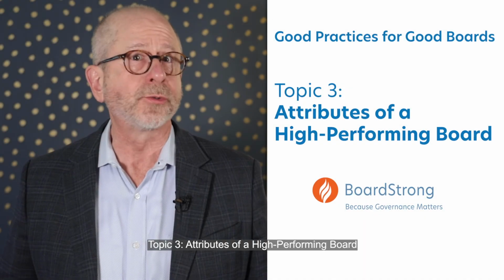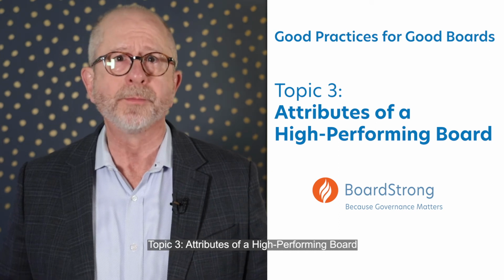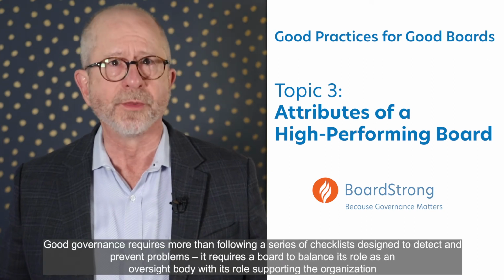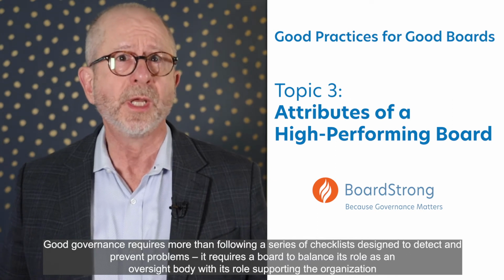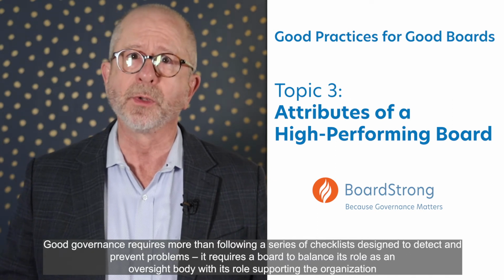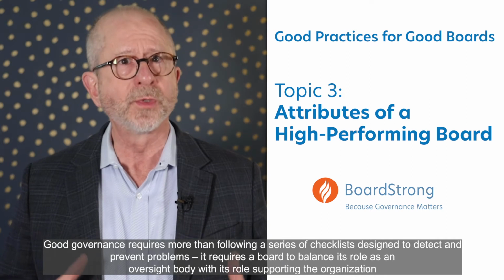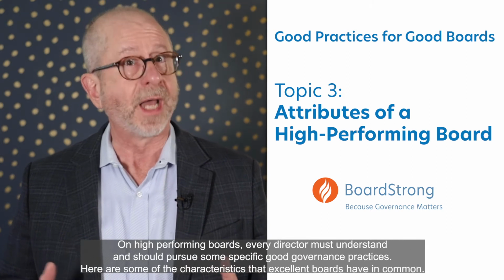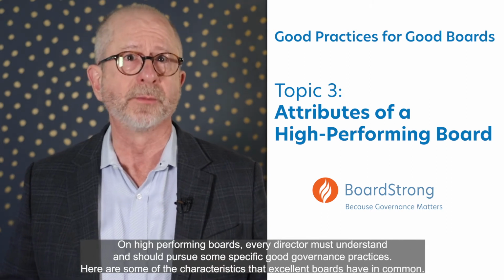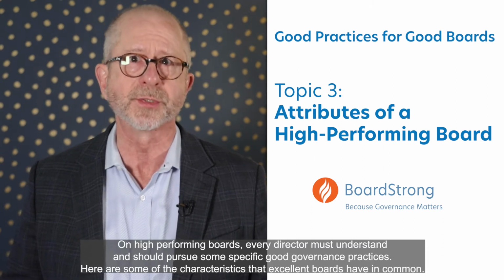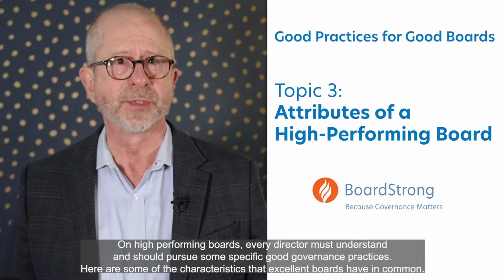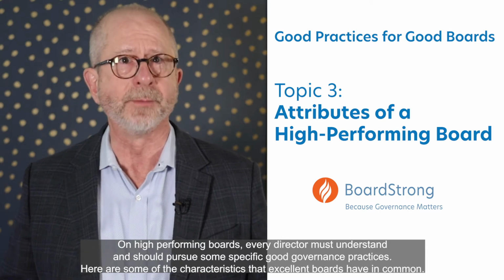Topic 3, attributes of a high-performing board. Good governance requires more than following a series of checklists designed to detect and prevent problems. It requires a board to balance its role as an oversight body with its role supporting the organization. On high-performing boards, every director must understand and should pursue some specific good governance practices. Here are some of the characteristics that excellent boards have in common.